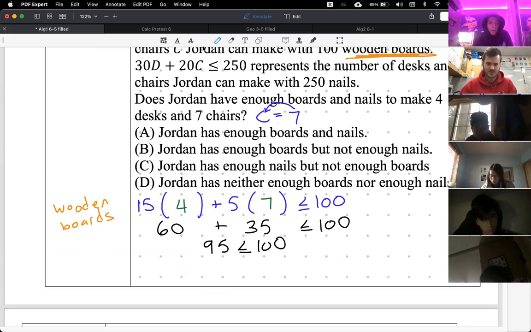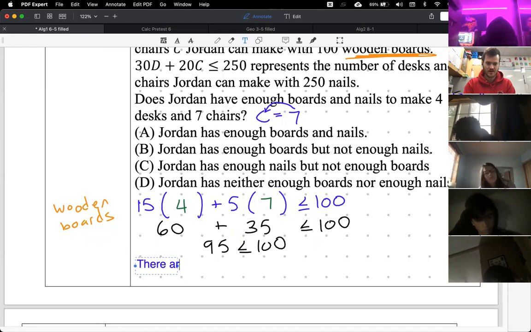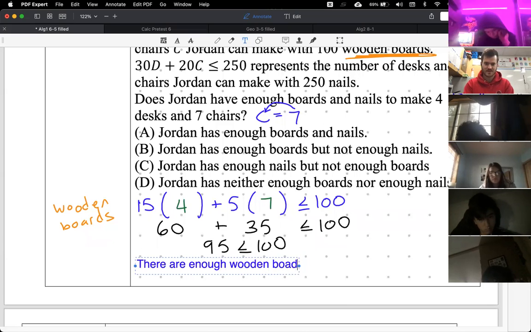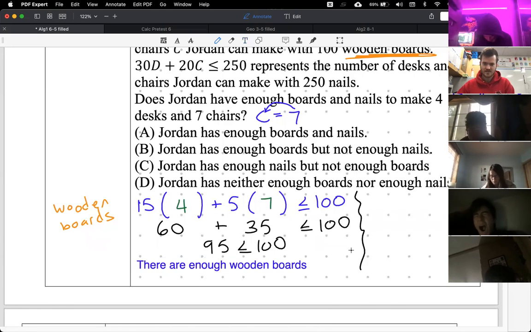So I'll write the conclusion underneath this, or maybe I can even type it to make it a little bit neater. There are enough wooden boards. That's as simple as I can make it. But are there enough nails? I don't know. We'll have to check the second inequality. And I realize I took up more than half the room, so I'm going to have to squeeze it over here on the right-hand side.